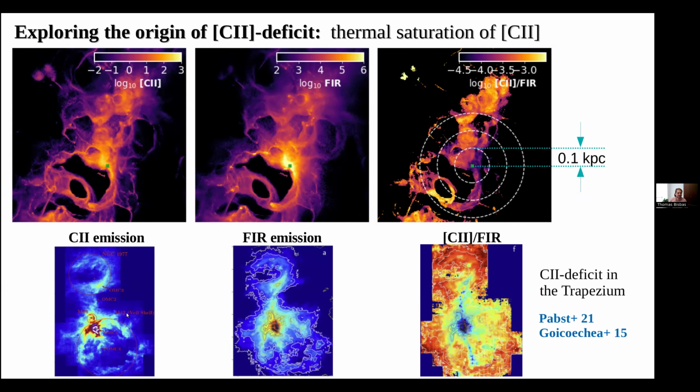And underneath, you see observations from the trapezium, where we have the C+ emission on the left. In the middle, we have the FIR emission, where the massive stars actually are located. You see that in both cases, we have a bright emission. But when you divide the two maps and you want to see the C+ over FIR, you see that in the place where we have these massive stars, the ratio actually drops, which is an excellent agreement with our models. And it drops because we have a production of photons there.